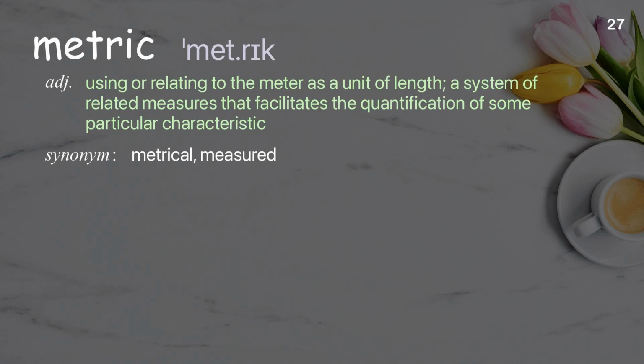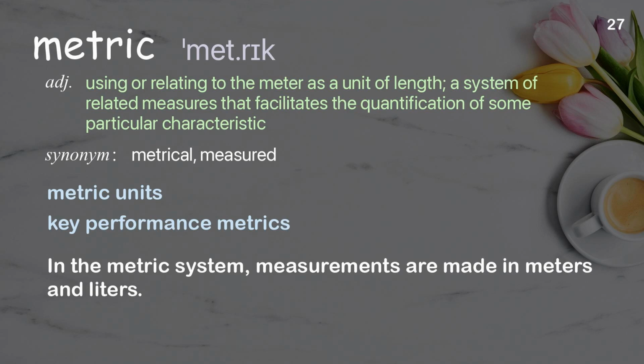Metric. Using or relating to the meter as a unit of length, a system of related measures that facilitates the quantification of some particular characteristic. Examples. Metric units. Key performance metrics. In the metric system, measurements are made in meters and liters.